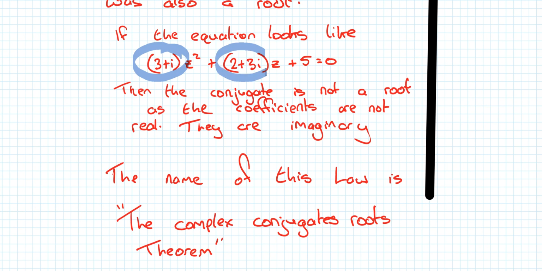Well, what do I know about the coefficients? They're not real numbers. There's i's present. So then the conjugate is not a root, as the coefficients are not real. They are imaginary. So again, the coefficients being real is a key point here. Are the coefficients real or not? So the name of this law is the complex conjugate roots theorem.